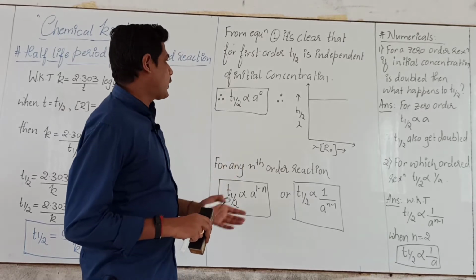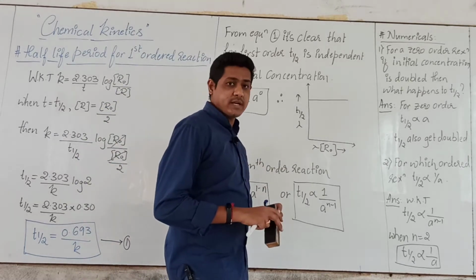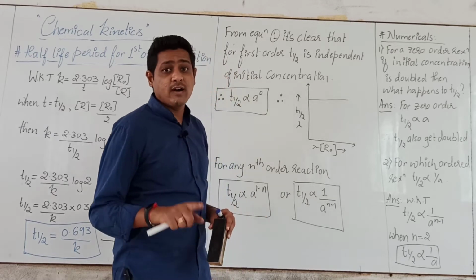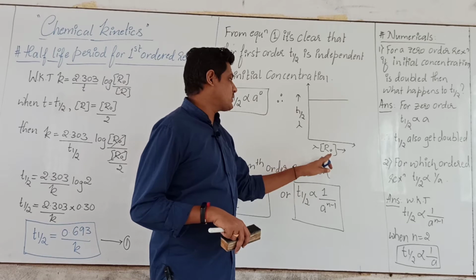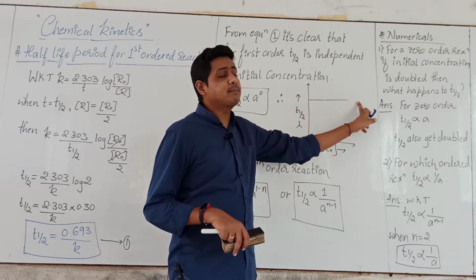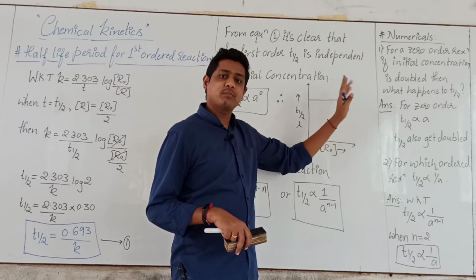Now if we plot the graph of half-life period and initial concentration for first order, then we get a graph like this. It means whatever the initial concentration is, T half will remain the same. You are understanding it? Okay.